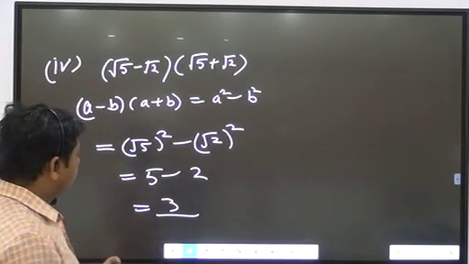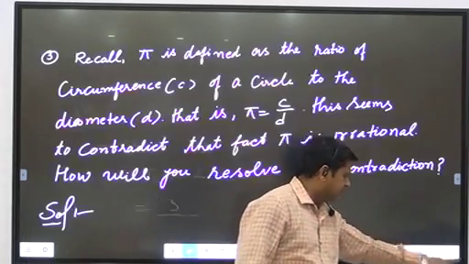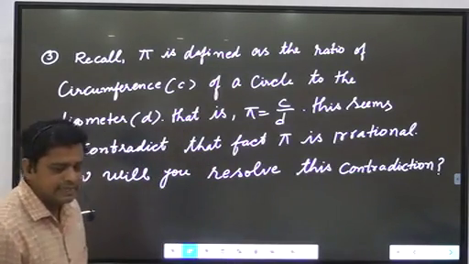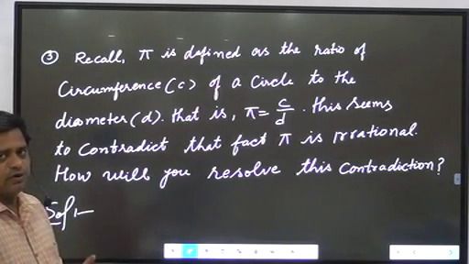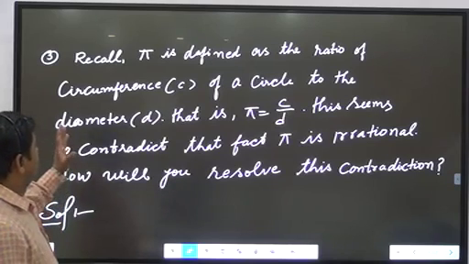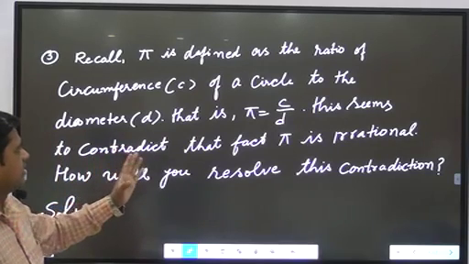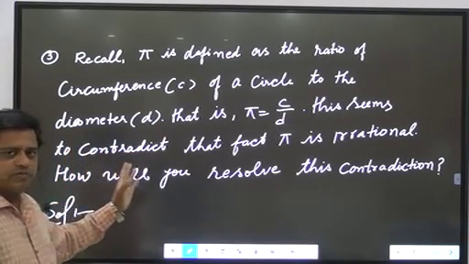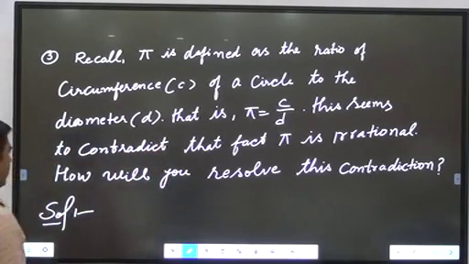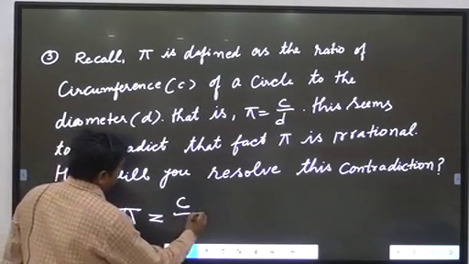Now the next question is very important, so try to understand the first question. The solution is very simple because it is related to our previous knowledge about rational numbers and also knowledge about integers. Recall pi is defined as the ratio of the circumference of a circle to its diameter. That is, pi is equal to c upon d. We know very well about pi. In the last class we studied it also. Pi must be equal to c upon d.